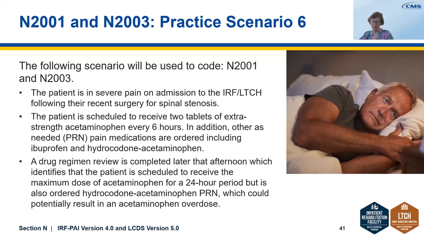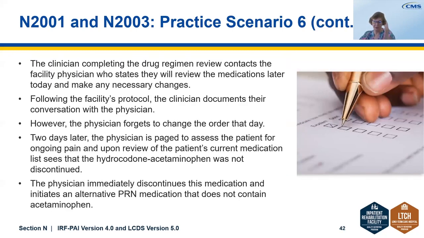A drug regimen review is completed later that afternoon, which identifies that the patient is scheduled to receive the maximum dose of acetaminophen for a 24-hour period, but is also ordered hydrocodone acetaminophen PRN, which could potentially result in an acetaminophen overdose. As this scenario continues, the clinician completing the drug regimen review contacts the facility physician, who states that they will review the medication later today and make any necessary changes.